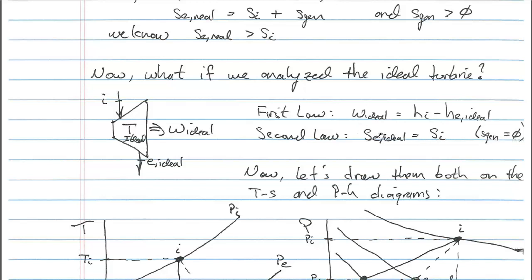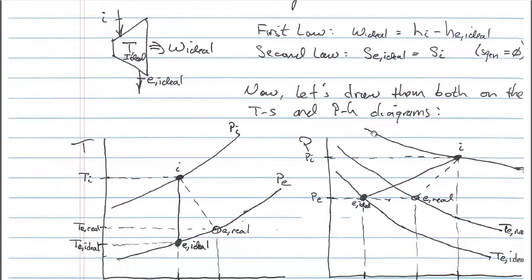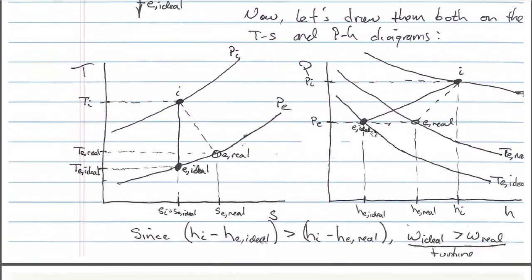Okay, now, so let's draw the ideal process on our TS and pH diagrams. So here's our TS diagram. Let's first focus on the TS diagram. And we have still the real exit state on here. So we have our inlet state pressure and our inlet state temperature. So we have our inlet state I here. And we have our exit pressure and our real exit entropy. So we have our real exit state drawn here.